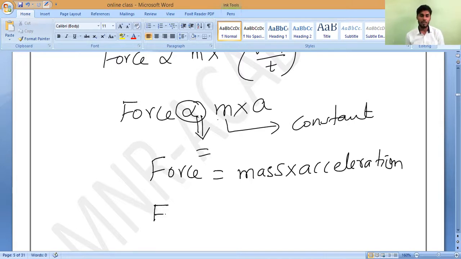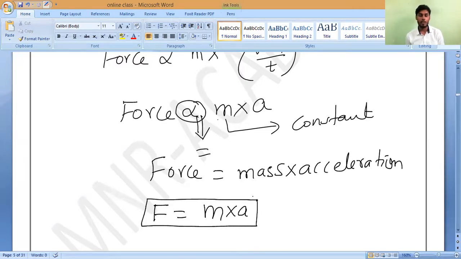So this is what we call Newton's second law of motion. F is equal to mass into acceleration. Others also should speak. F equals m into a.